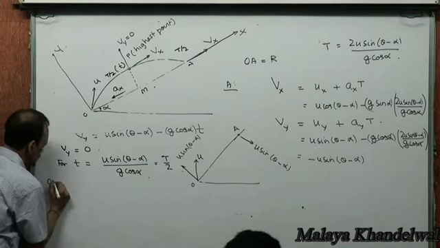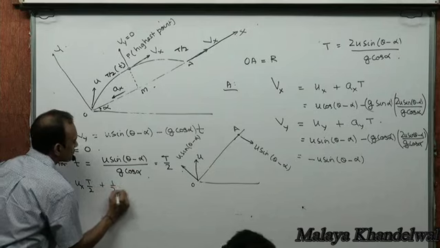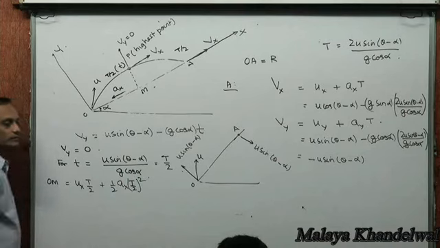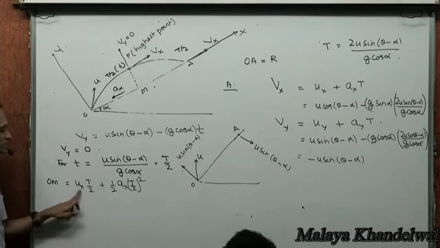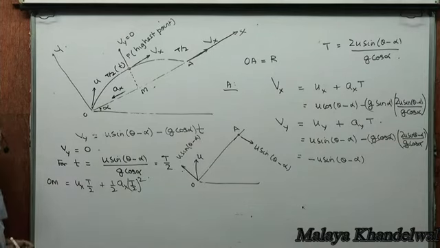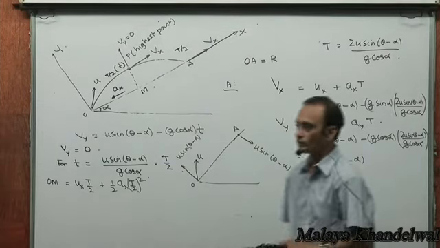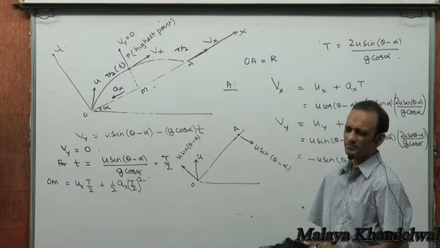What you have to do is ux into capital T by 2 plus half of ax into capital T by 2 squared. That will be the value of OM, isn't it? Displacement in the x direction in capital T by 2 seconds is OM. Initial velocity in the x direction, which is u cos theta minus alpha, into T by 2, that will be the value. Right? Confusion?